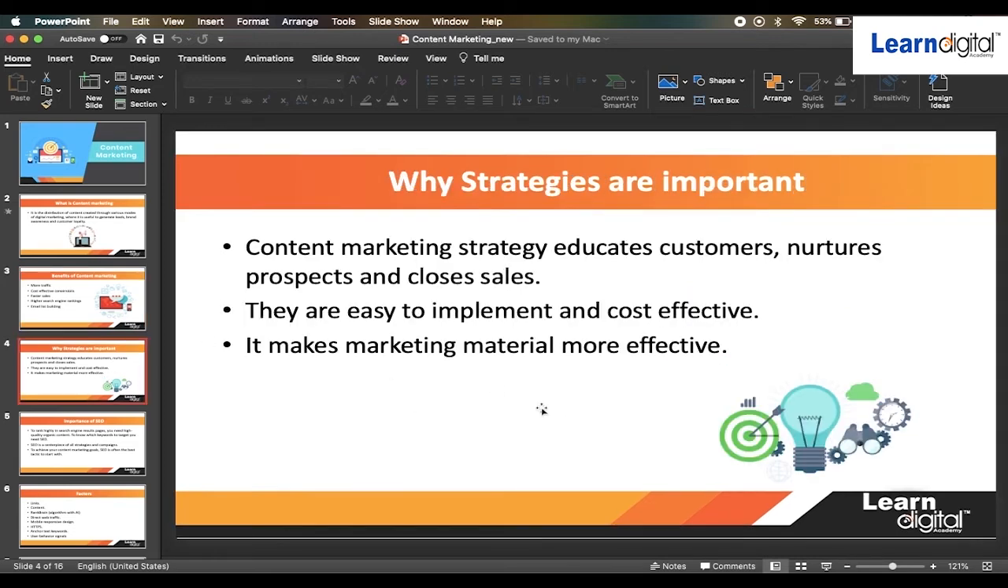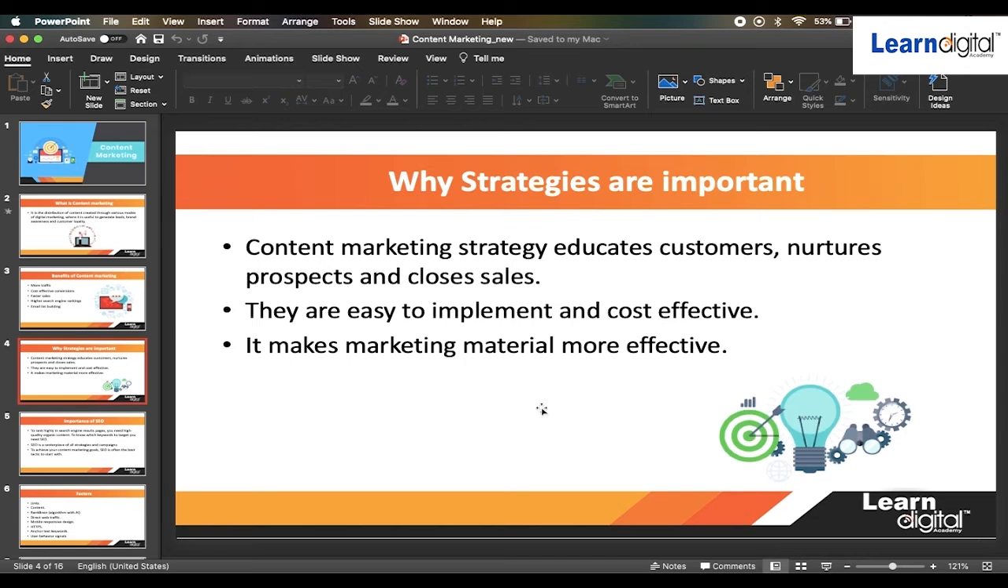To the newsletters. Where strategies are important, content marketing strategy educates customers, nurtures prospects, and closes sales. It's a step by step procedure that a person must take. In the very first email, if you send to a person and you ask him to purchase something, it might not be very relevant or effective, neither advised by anyone, unless you want to go for a hit and trial method.